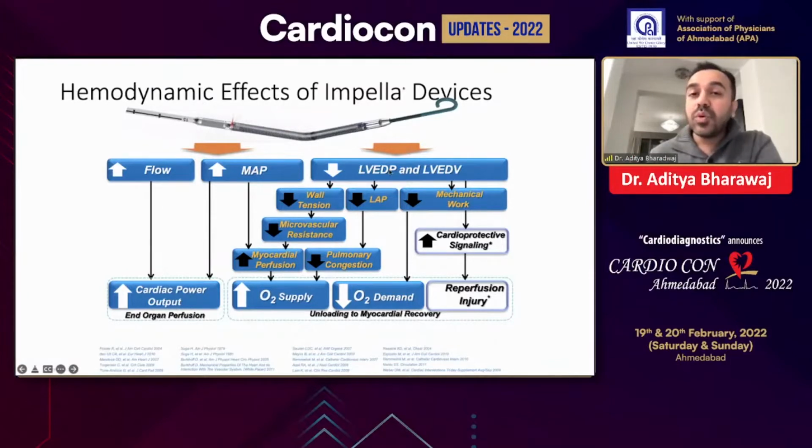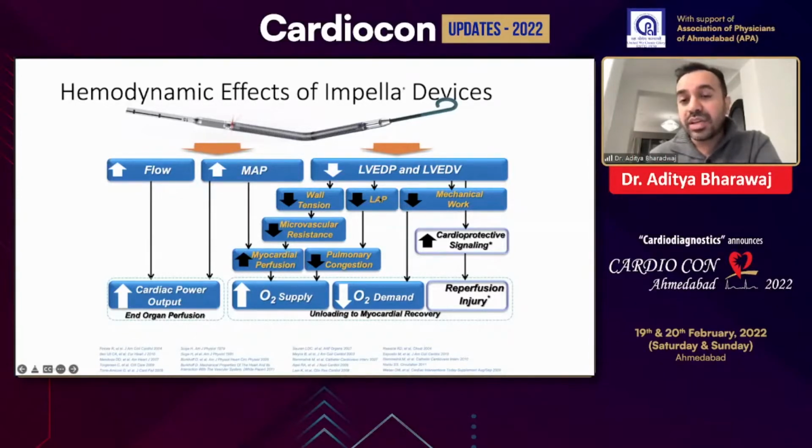But by far, the most important benefit of Impella is that it directly unloads the left ventricle. It decreases LV end diastolic pressure and LV end diastolic volume. And this is a very, very important feature which no other mechanical circulatory support device provides. So what are the benefits of decreasing the LV end diastolic pressure and the volume? It decreases wall tension, which in turn decreases microvascular resistance, which in turn has two really beneficial effects. It increases the myocardial perfusion and increases the myocardial oxygen supply.